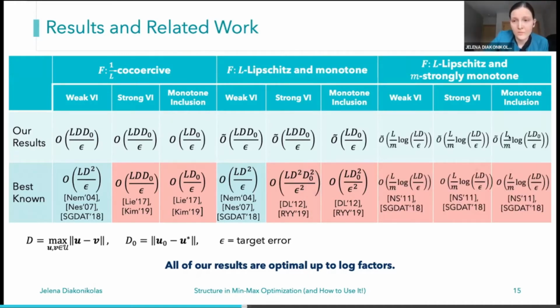For the third class of problems, there is also a log factor that is off. So here it would be log L over M. But as far as I know, this is the only result that is parameter-free. These all would need to know at least M, the strong coercivity parameter, the strong monotonicity parameter.